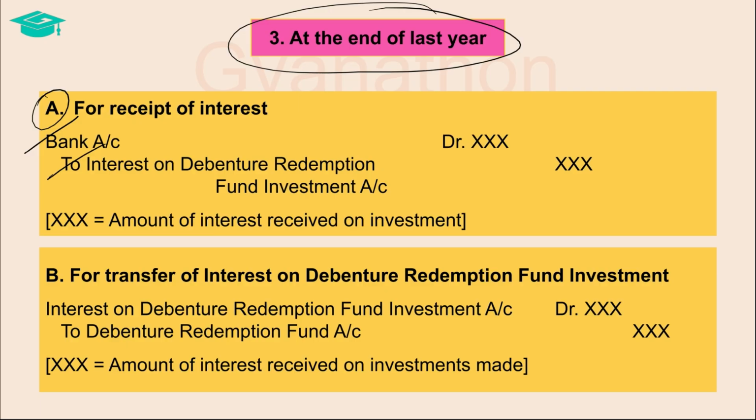Once the interest is received and credited to the interest on debenture redemption fund investment account, then it has to be transferred to the debenture redemption fund account. For this also, the entry is same as what we saw earlier. The interest is transferred by debiting the interest on debenture redemption fund investment account with the amount of interest received on the investments made. The corresponding credit is given to the debenture redemption fund account. With this, the net effect is that the interest on debenture redemption fund investment account is closed and transferred to the debenture redemption fund account.